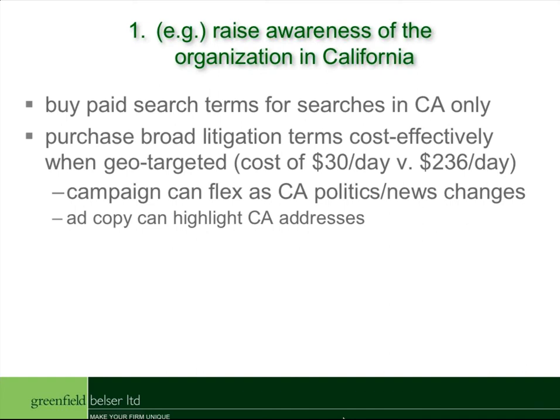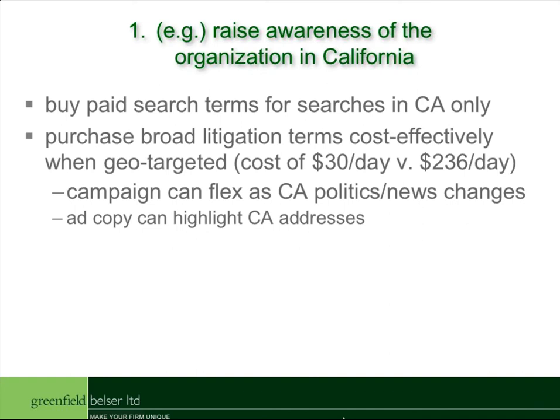The campaign can flex depending on how the state news or political situation changes. So, for example, healthcare is big on the national scene. California legislature or news may be tailored slightly differently, and so you're able to tailor your campaign and ramp it up and ramp it down depending on what you see happening in the market.